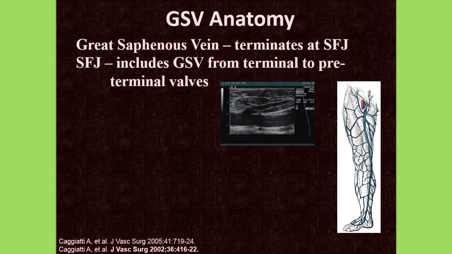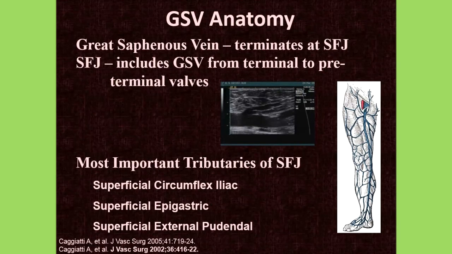Start with the great saphenous vein, and that video clip is showing you a nice picture of the terminal and the pre-terminal valves. I hope that images nicely for you. The saphenous junction includes the great saphenous vein from the terminal to the pre-terminal valves, and then, though not easily seen on this clip, it'll also include the suprasaphenic and the infrasaphenic veins in the deep system.